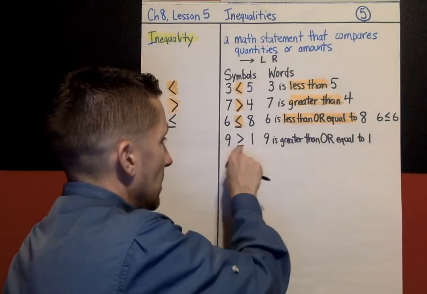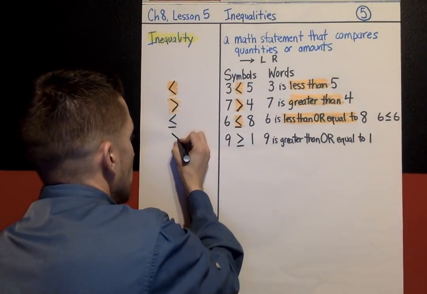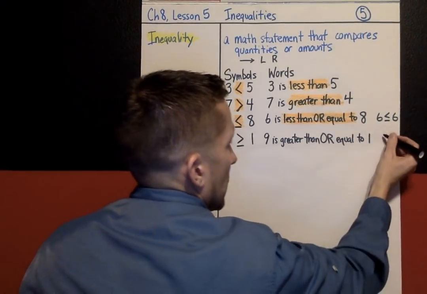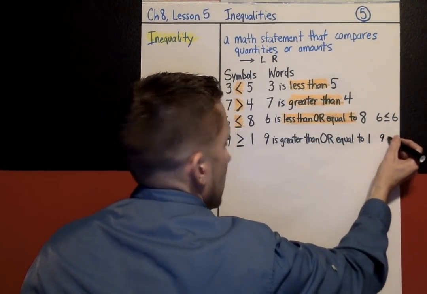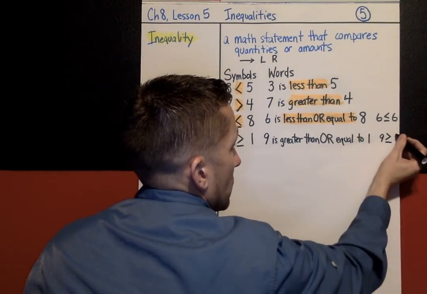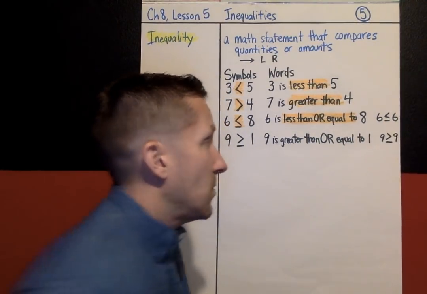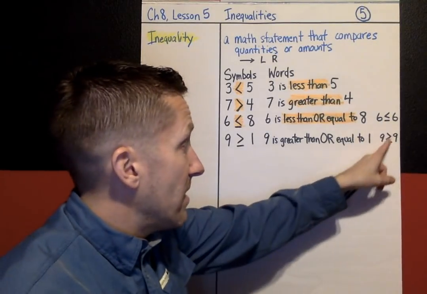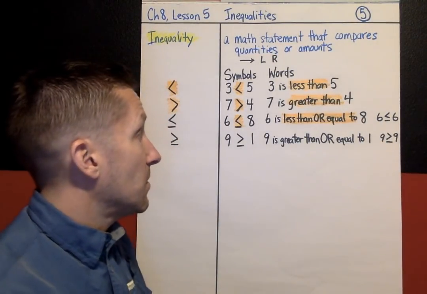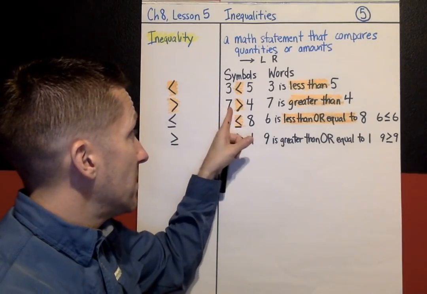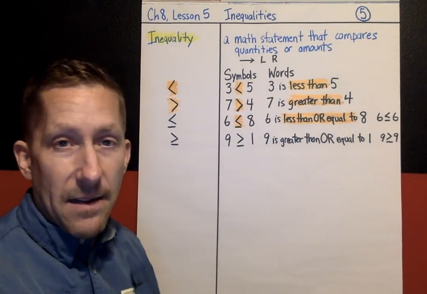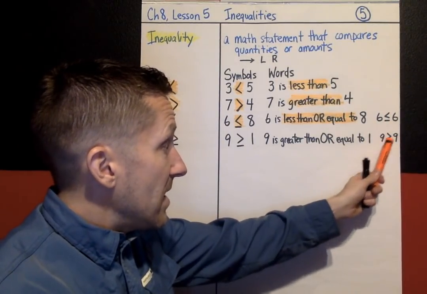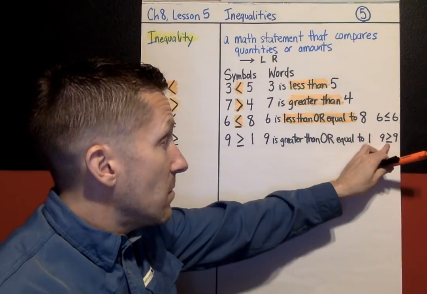With that line right there, though, the equal to part, I could also say this inequality. I could say 9 is greater than or equal to 9. That would also work because of that line under the greater than symbol. That means or equal to. Again, that would not work here. I could not put 9 is greater than 9. Would not be a true statement. But if I use this, I could.